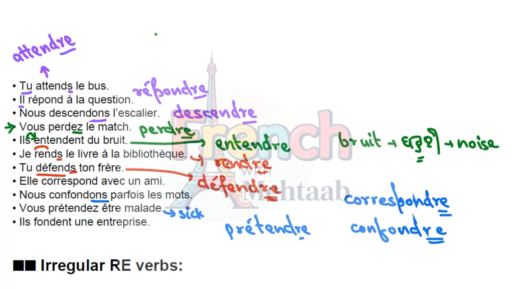Prétendre. We are dropping the re from the end as we are conjugating the verb with vous, so we are adding ez here. Vous prétendez être malade. You are pretending to be sick.